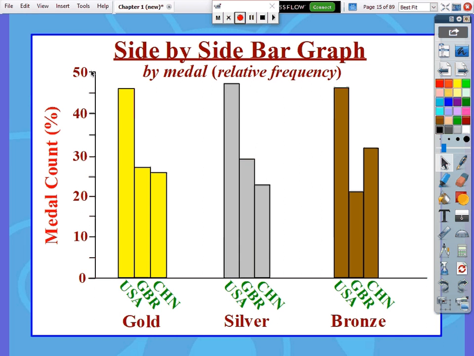And since no country got more than 50% of a particular medal, then let's just say I cap this thing at 50%, because again, there's nothing above 50. So all this does is really just stretch out your bars and make it easier to see. Okay? But notice in both cases, I do start at 0%, which is really important, because a lot of times graphs will try to deceive you by not starting their vertical axis at 0%.